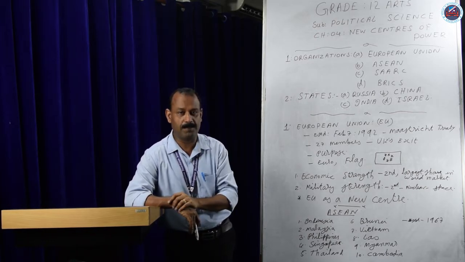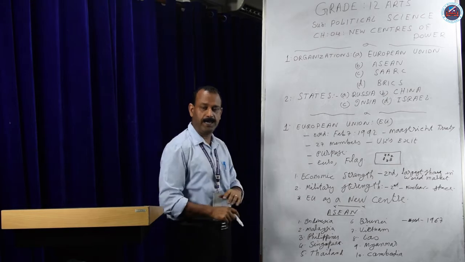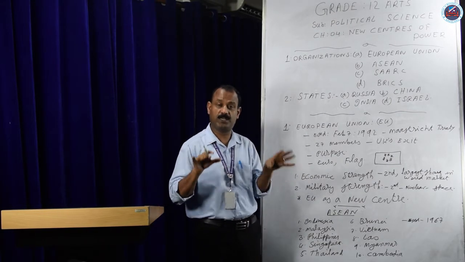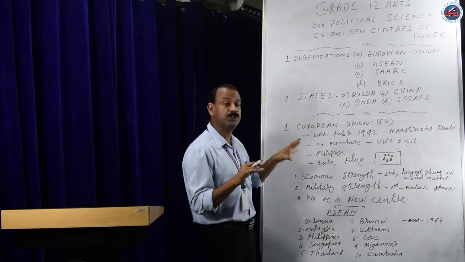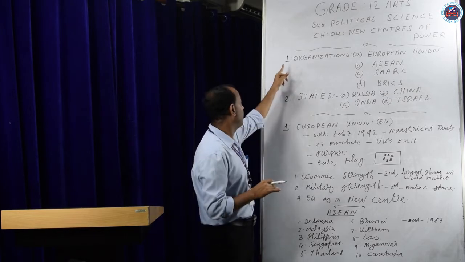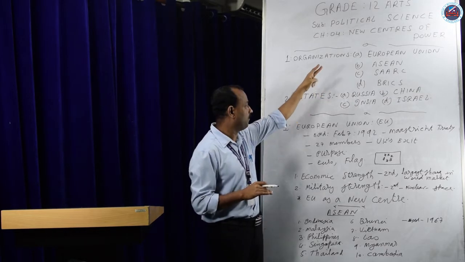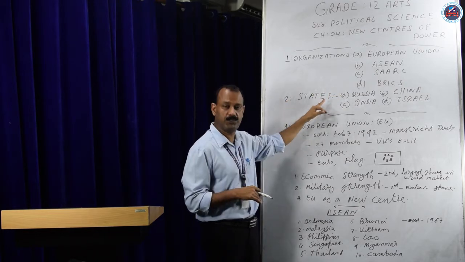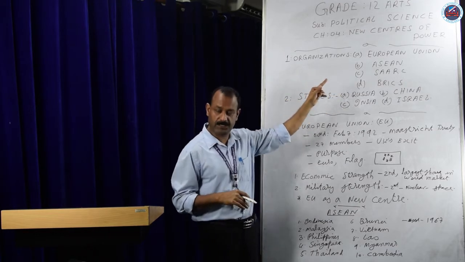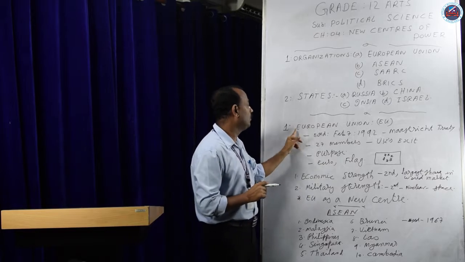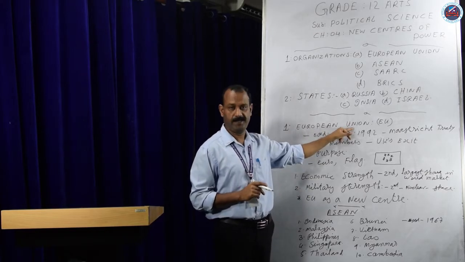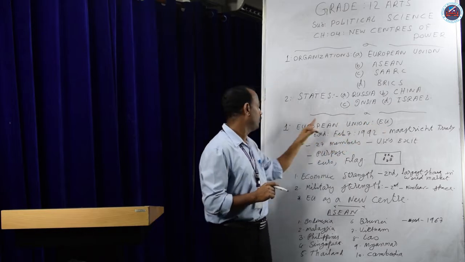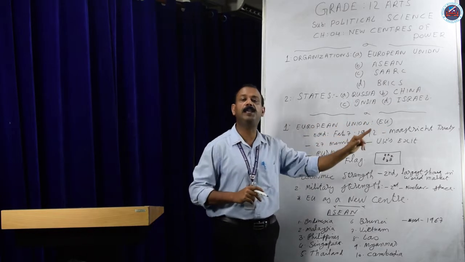Well, am I clear with you? So, instead of wasting time, let us get into the first new center of power in the world. We'll first learn the organizations. The 4 organizations we learn first. Afterwards, we shall go to the 4 states. So from the organizations, the number 1 is the European Union. In short form, it is called EU. European Union, EU.